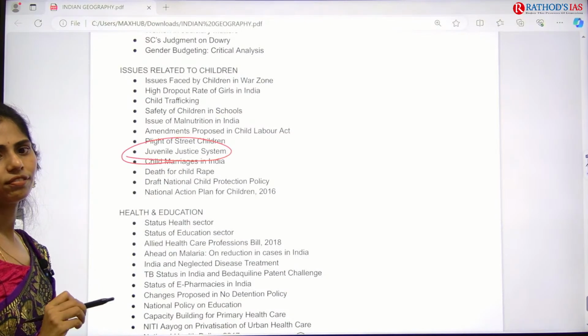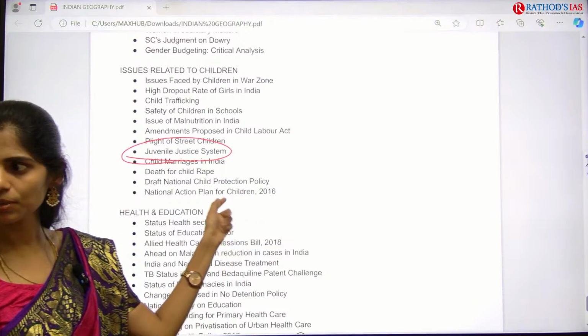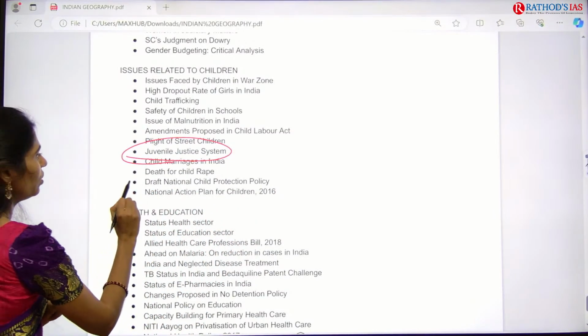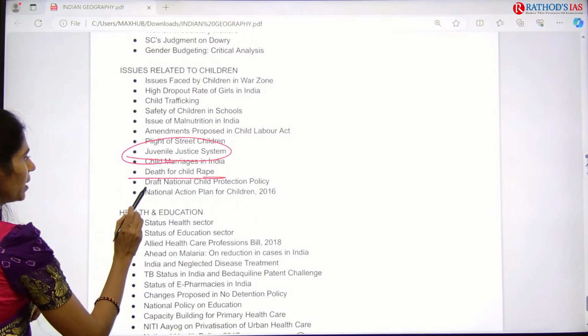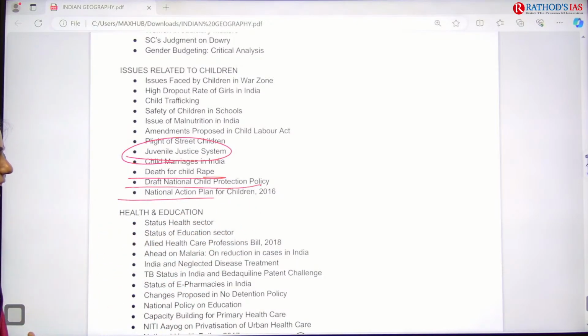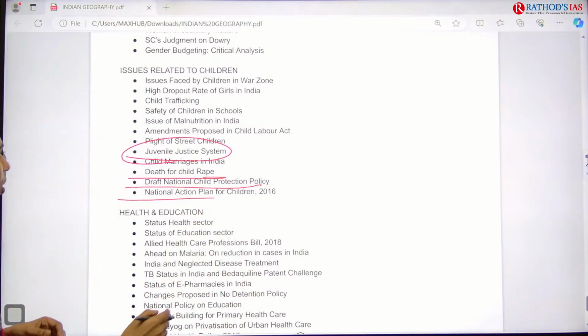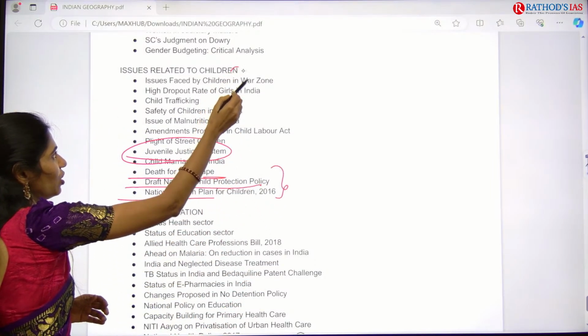So what if a child who is doing a crime? That will come under the juvenile justice system, you have to know about that. And even you have to know about the death penalty for child rape and the draft child protection policy and action plan for children. So all these are very important. If you're not knowing these things, then studying of these will be a waste.